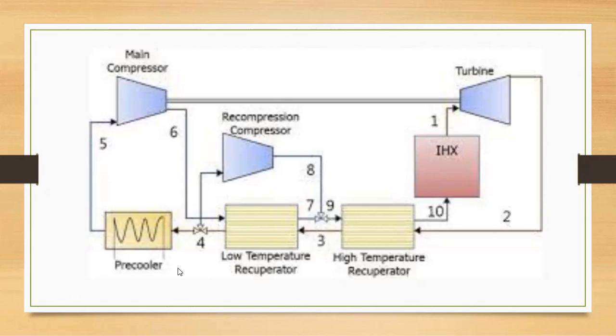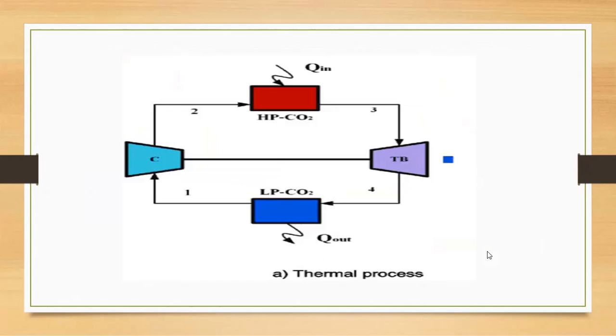And the pre-cooler, we all know the principle of the pre-cooler, compressor and turbine, and this is how the process will work. And coming to here, we can see the thermal process. Here we have the compressor and turbine, and high pressure carbon dioxide and low pressure carbon dioxide. In the high pressure carbon dioxide, heat insertion takes place, and in the low pressure carbon dioxide, heat will be rejected from this process. This is a general process for all cycles.